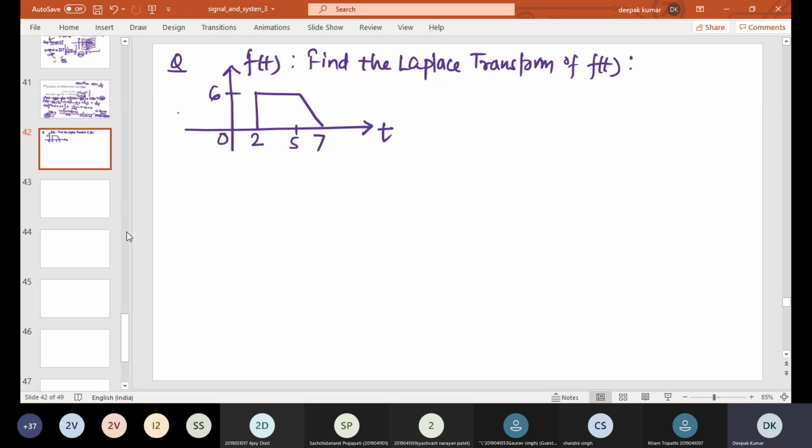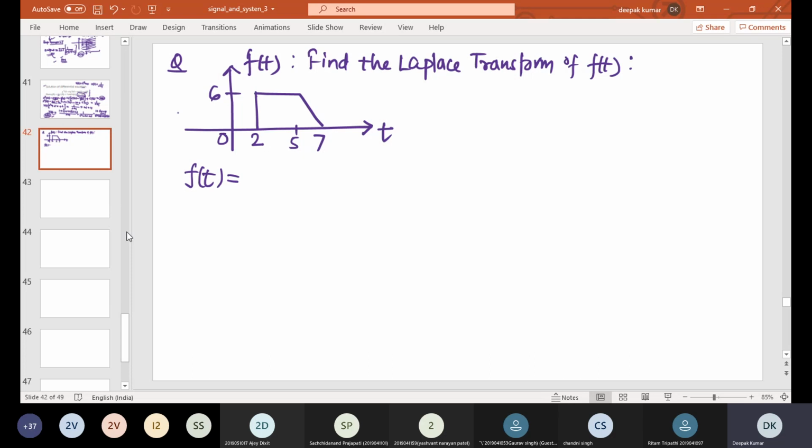So try to use those elementary functions to represent this type of graph. How to do it? Simply you can see at t equal to 2 there is a change in state, and again at t equal to 5 there is a change in slope. Again there is some change in slope at t equal to 7. So sometimes state is changing, sometimes slope is changing. So this expression can be written in terms of step function and ramp function.